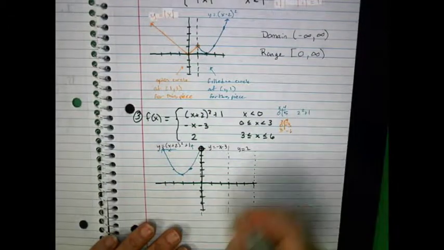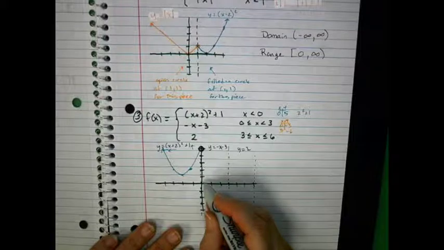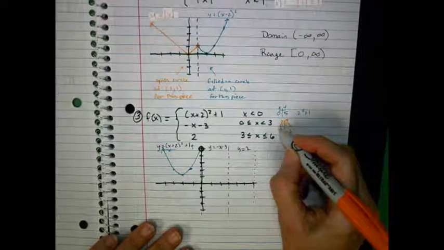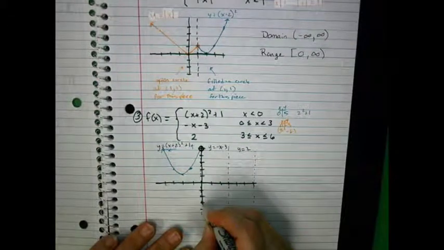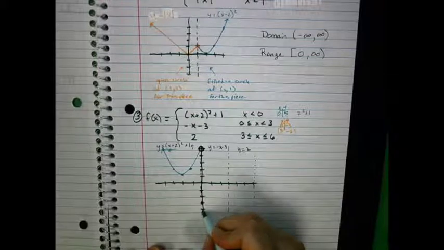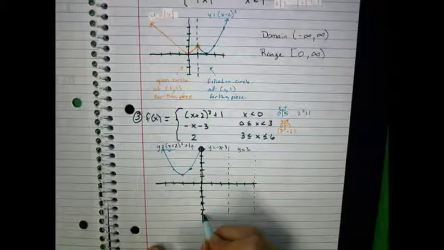So I will have (0, -3). This one will be solid. This one will be open. So (0, -3) will be solid. And it looks like I need to make my graph a little bit longer. I undershot. 1, 2, 3, 4, 5, 6.